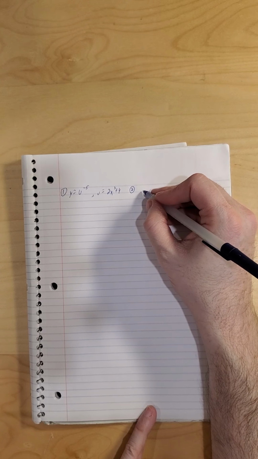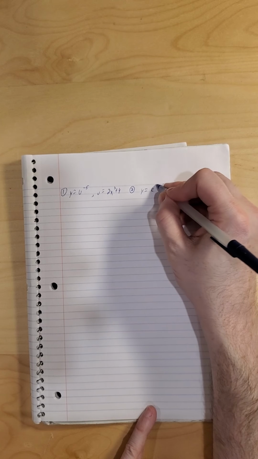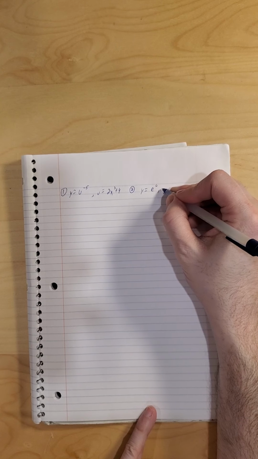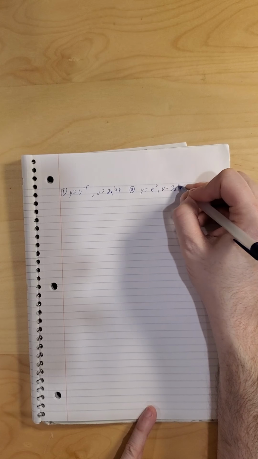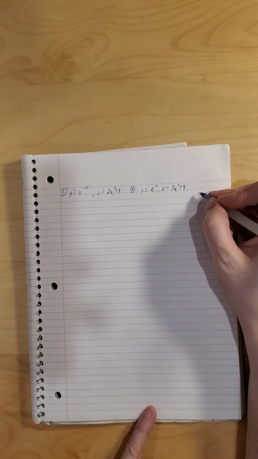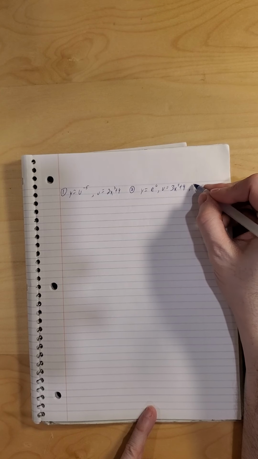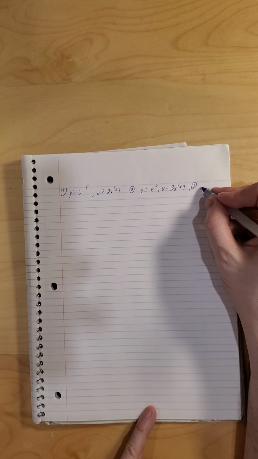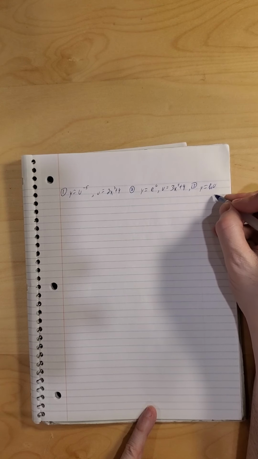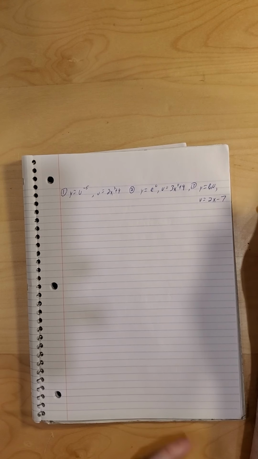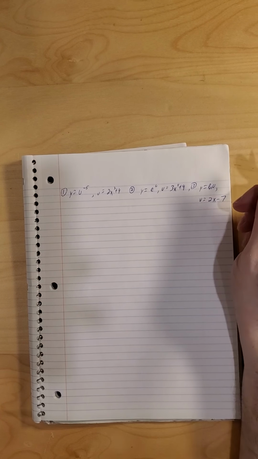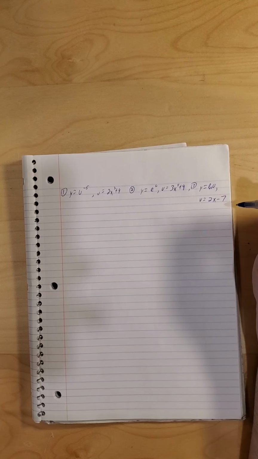Second problem, we'll do y is e to the u, and u is, let's do 3x to the 4th plus 9. And third one, y is natural log of u, and u will be 2x minus 7. Okay, so go ahead and pause, and for each one of those, see if you can find dy dx.